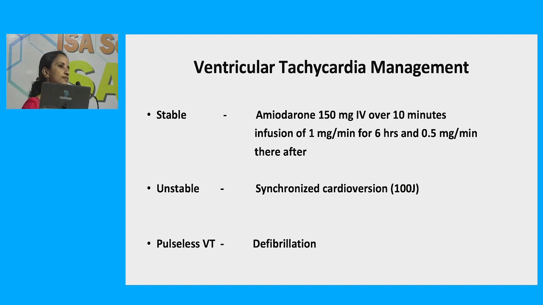How do you manage? If the patient is hemodynamically stable, give amiodarone infusion 150 milligram over 10 minutes, followed by an infusion of 1 milligram per minute for 6 hours, and then 0.5 milligram per minute after that. If the patient is hemodynamically unstable, cardioversion with 100 joules has to be given. If the VT is of pulseless type, defibrillation is the treatment. Pulseless VT is an indication for CPR and defibrillation. In an unstable VT, go for cardioversion, otherwise defibrillation.